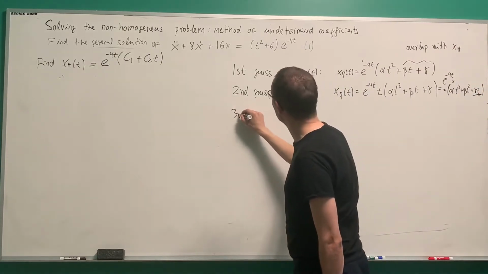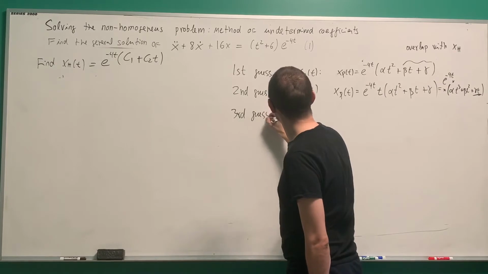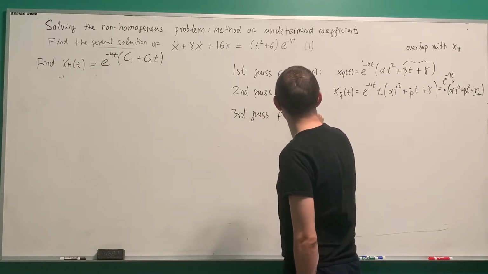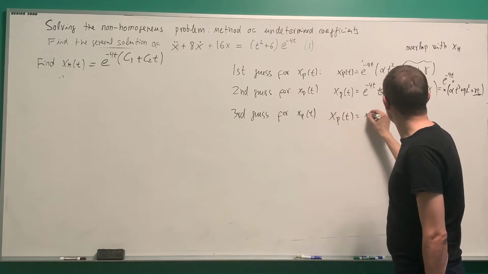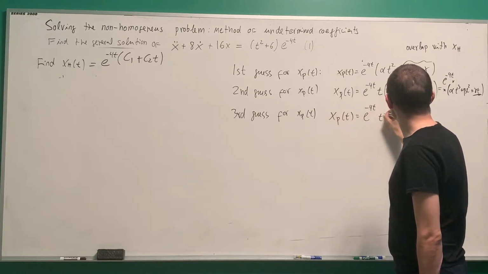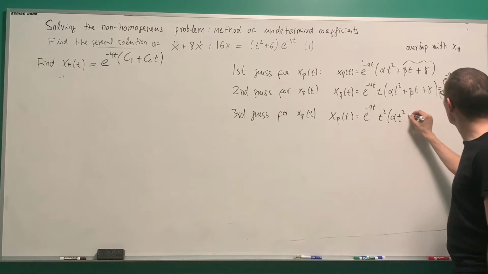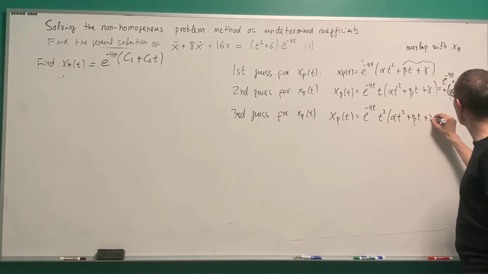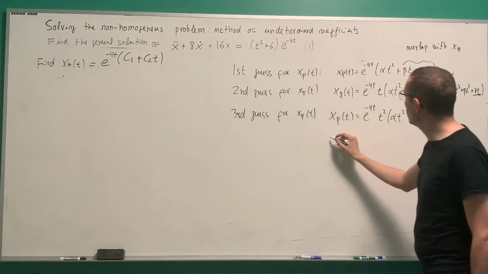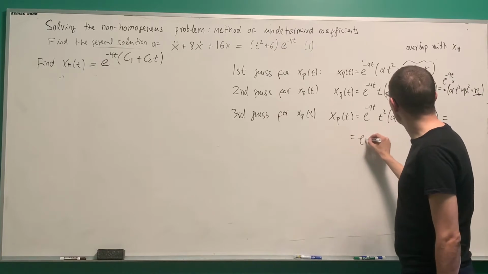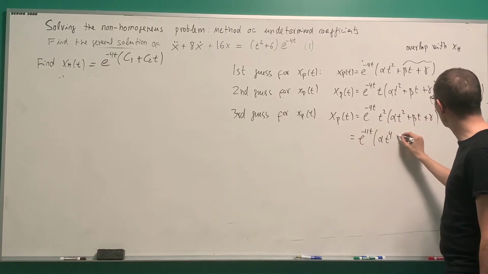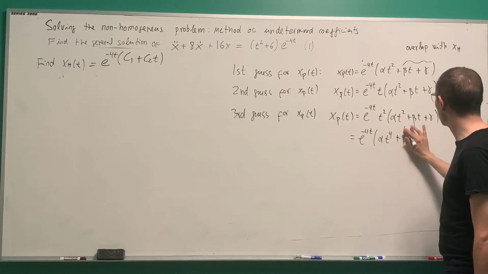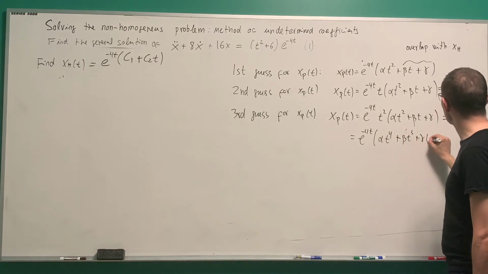So third guess for x_p of t. The third guess is e to the minus 4t, alpha t to the 4 plus beta t cubed plus gamma t squared.